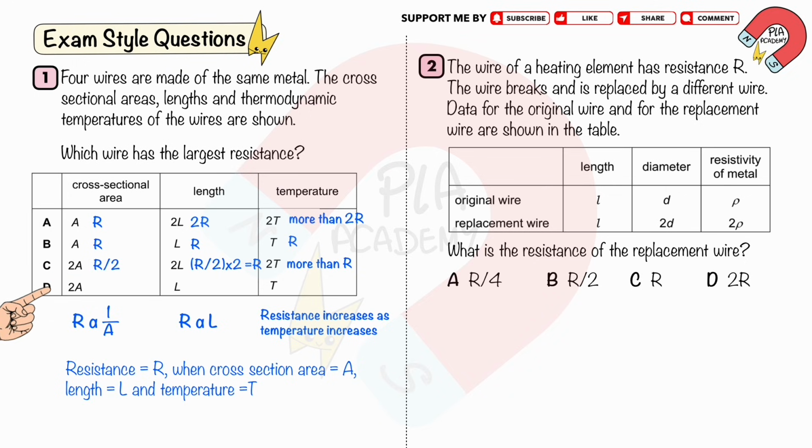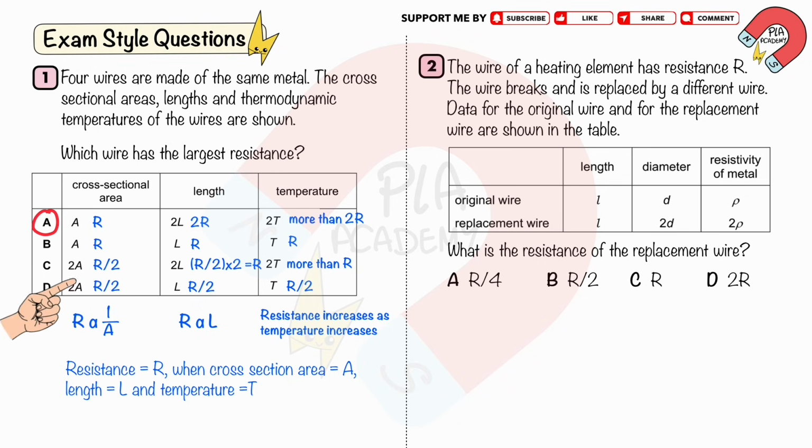Choice D. The cross-section area increases 2 times, so the resistance decreases 2 times, becoming half of R. The length remains the same, so the resistance stays the same as half of R. The temperature remains the same, so the resistance stays the same as half of R. So, the largest resistance is A.